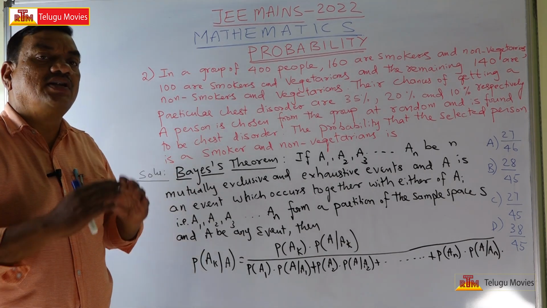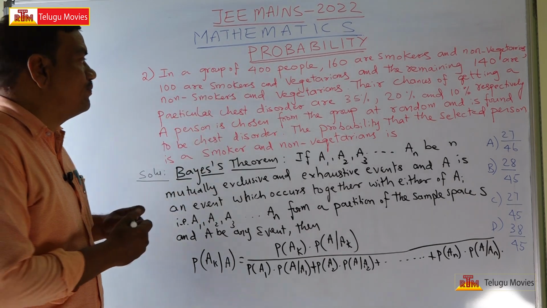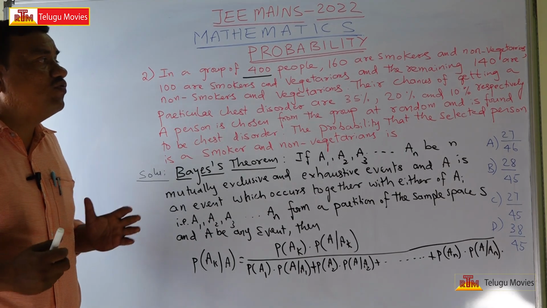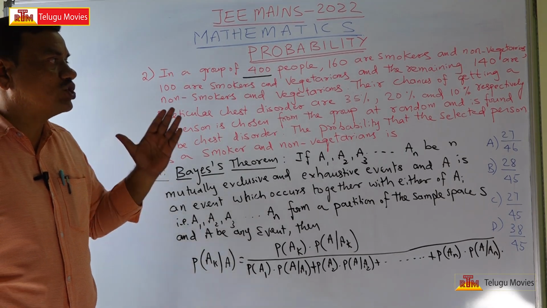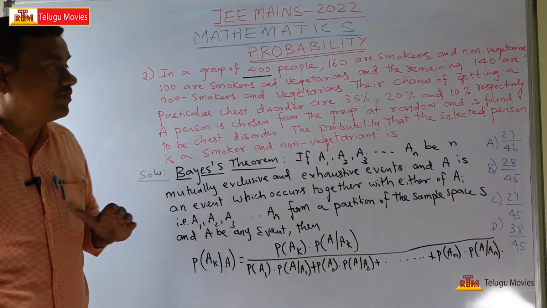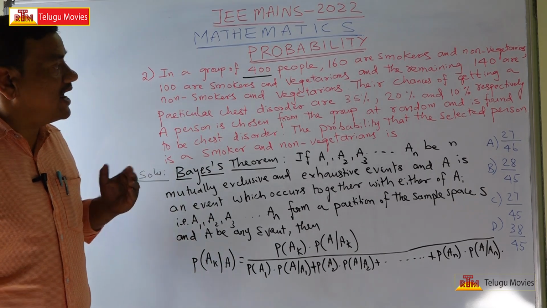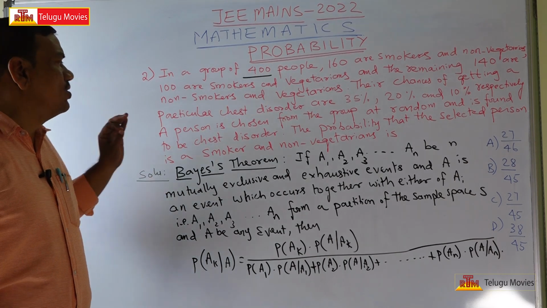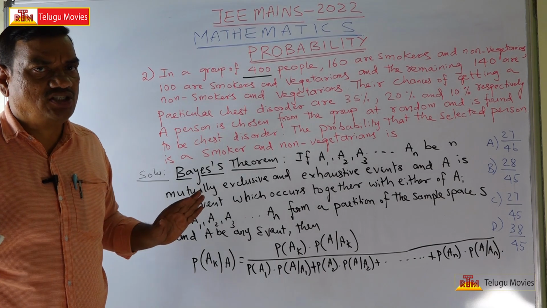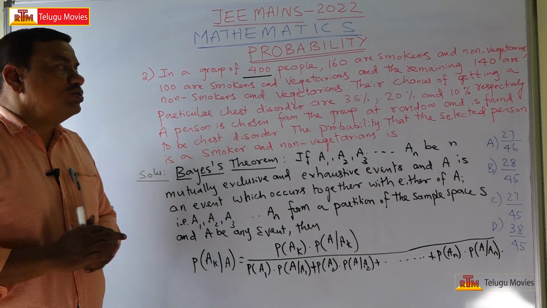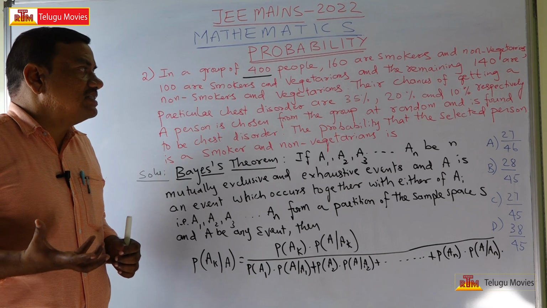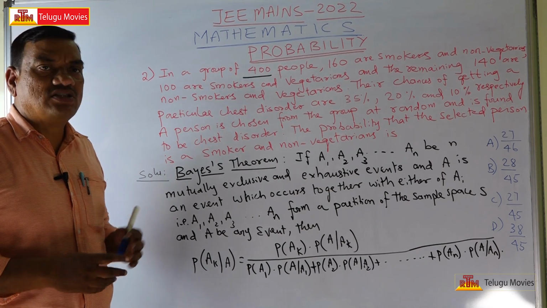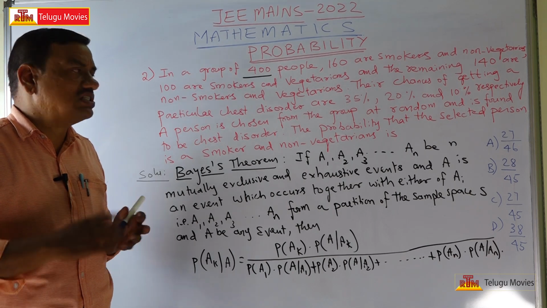So altogether in a locality 400 people are there. In that 400 people, 160 are smokers and non-vegetarians, 100 are smokers and vegetarians, and the remaining 140 are pure non-smokers and vegetarians. They are very good people, right? So definitely they will have a chance of getting some chest disorders. Why? Because they are smokers, non-vegetarians, like that.